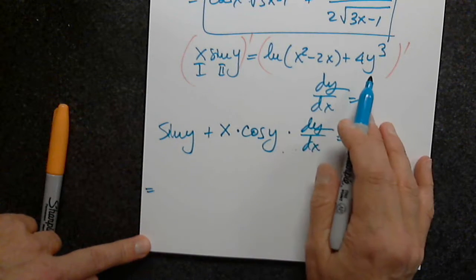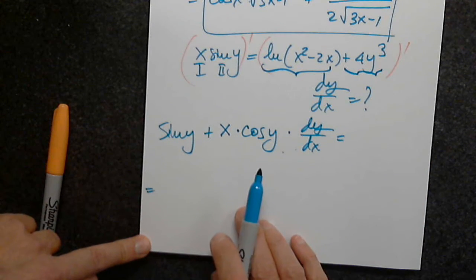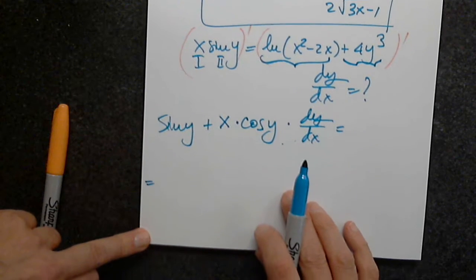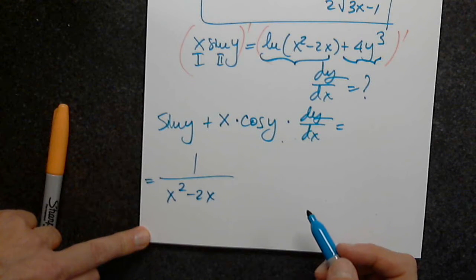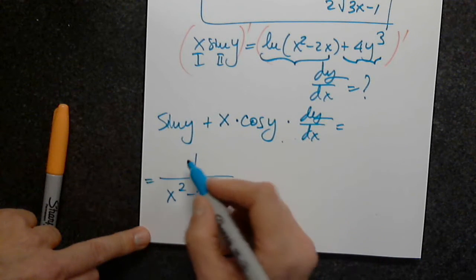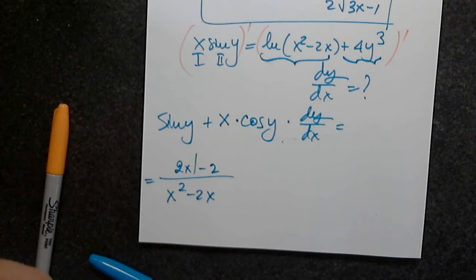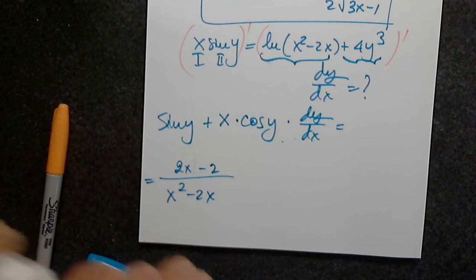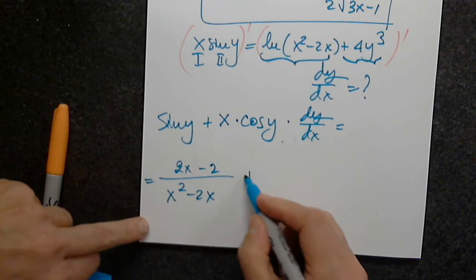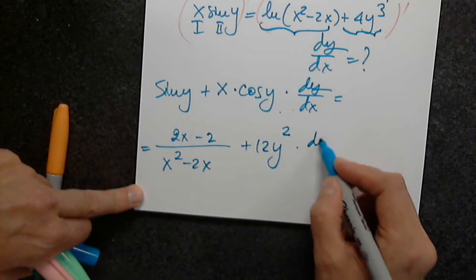Now careful, this is not a product. This is a function by itself and another function by itself. So how do I differentiate natural log? 1 over x squared minus 2x times 2x minus 2. Good. Plus 12y to the second times dy over dx.